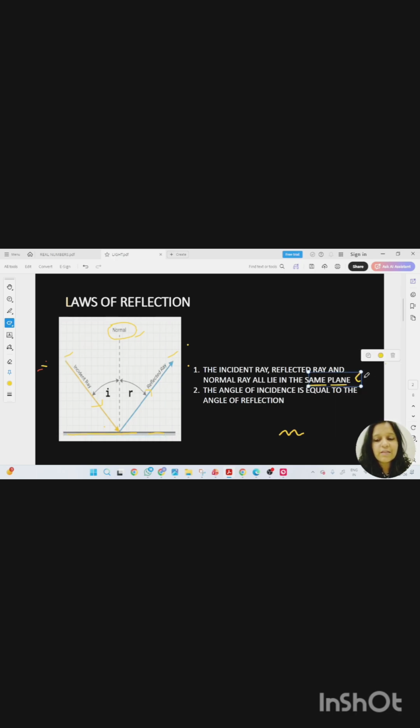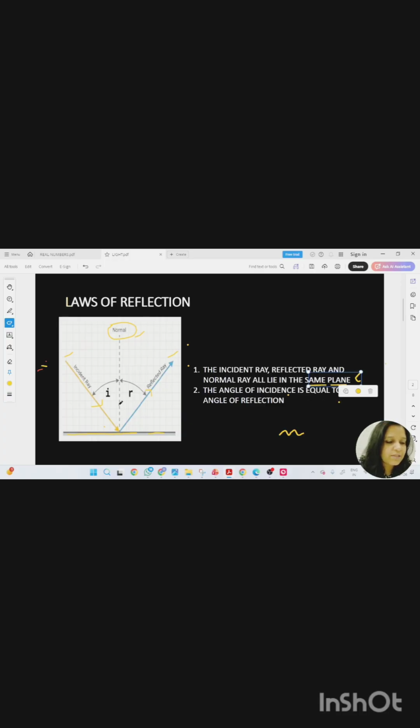So like this, there can be different kinds of surfaces on which, when the incident ray is falling, the ray is getting reflected back from the same plane, and the normal is also going to lie on the same plane. The angle of incidence is always equal to the angle of reflection.